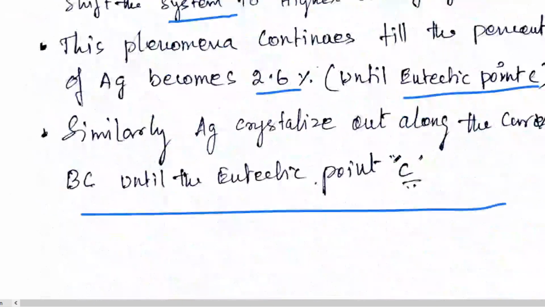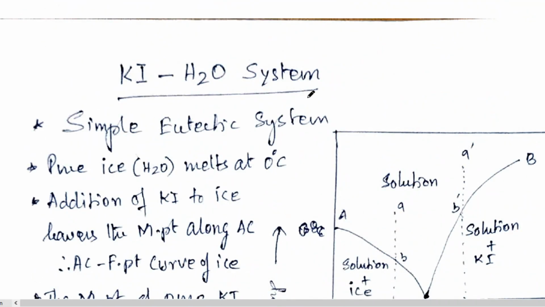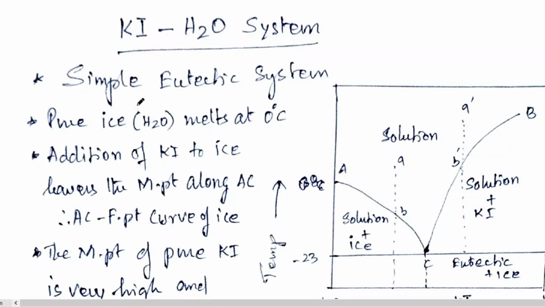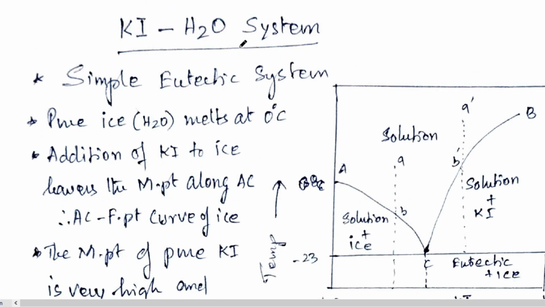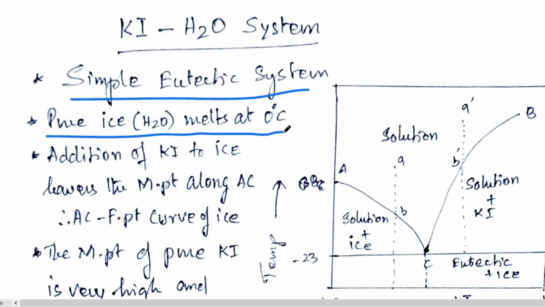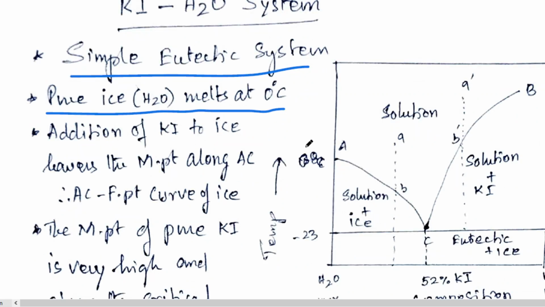Okay, now let us see the potassium iodide and water system. The same thing, only the temperatures and the eutectic point are different, otherwise it is the same system. This is also a simple eutectic mixture. The potassium iodide water system is also a simple eutectic system in which the pure water exists in ice state. That's why pure water melts at 0 degrees Celsius and becomes ice, as we have seen in the lead silver system.